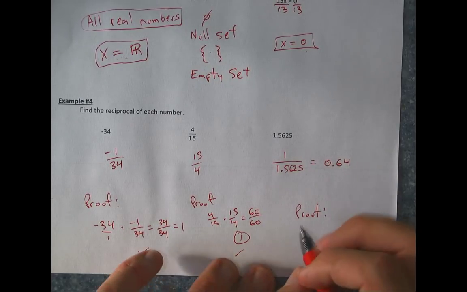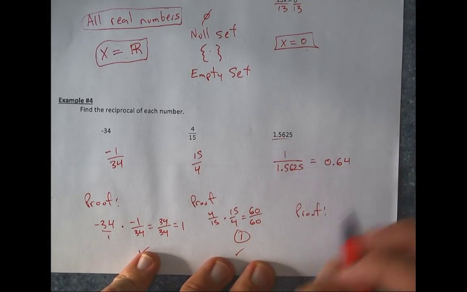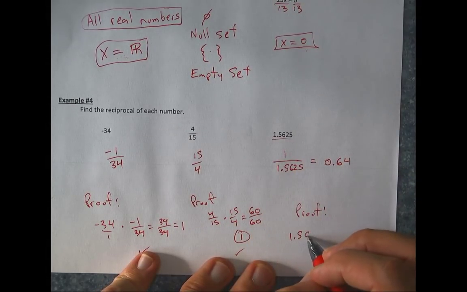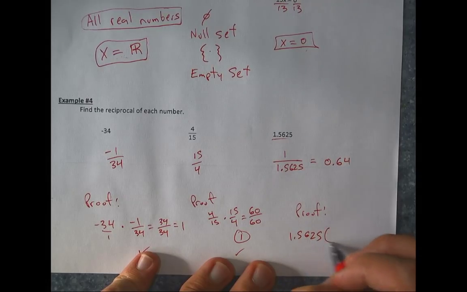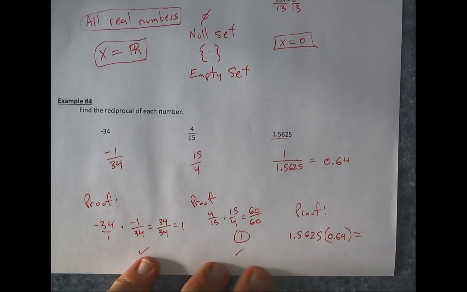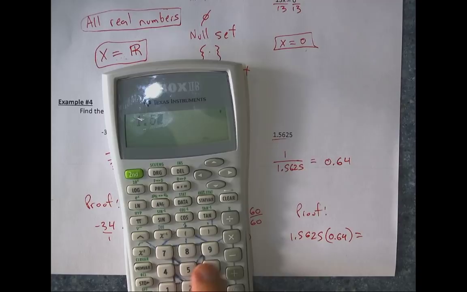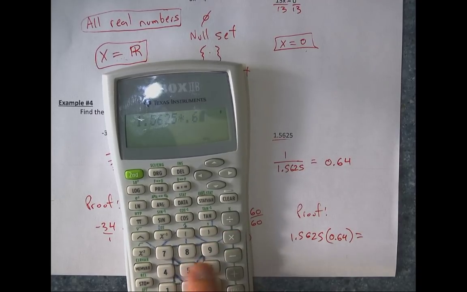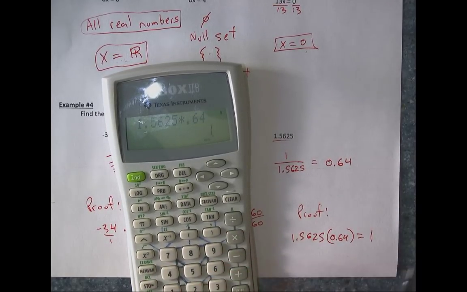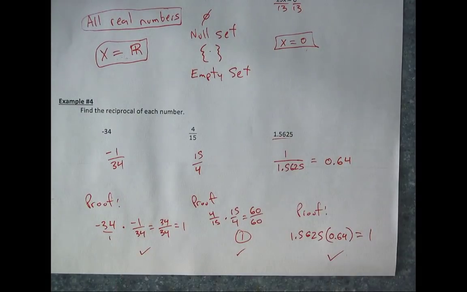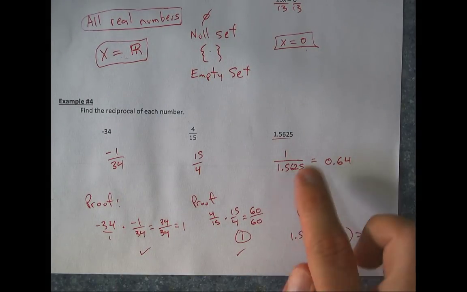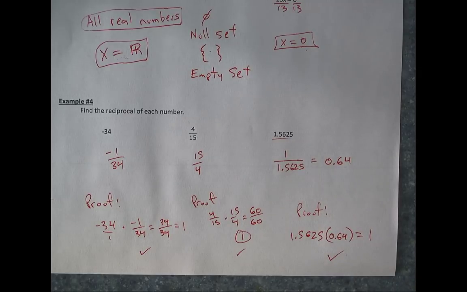So these two numbers should be reciprocals. So let's prove it. Let's multiply the two numbers. 1.5625 times 0.64. What's your prediction? It should be 1. If these are truly reciprocals, the answer should be 1. So 1.5625 times 0.64 is 1. So now I know that 0.64 is the reciprocal because 1 divided by 1.5625 equals 0.64.